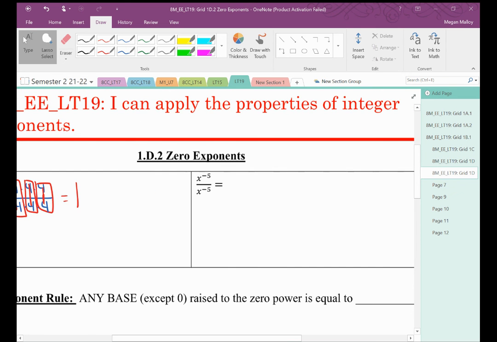All right, if I look here, I have x to the negative fifth divided by x to the negative fifth. If I were to use my quotient rule here, I would have x to the negative 5 minus negative 5. And as we talked about in previous videos, if I have minus and negative, I'm going to add the opposite. So add the opposite. This would give me x to the 0 power, which is going to equal 1.